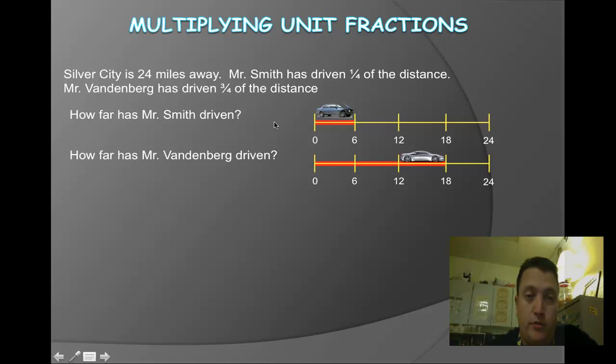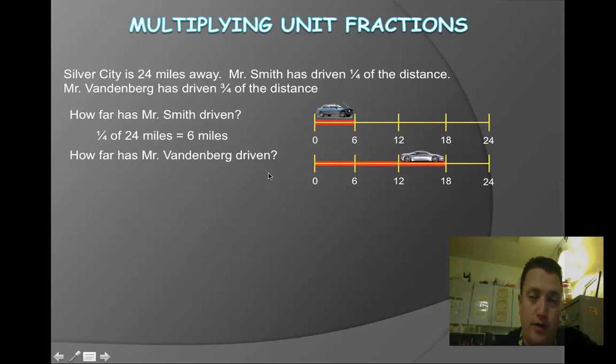So how far has Mr. Smith driven? Well, here's what we know. We know the total distance is 24 miles, okay? And you can see that illustrated on this graph here, okay? 24 miles. And it's divided into 4 equal groups of miles. So one group is worth 6, 2 groups 12, 3 groups 18, and 4 groups is 24, okay? So we can see that 1/4 of 24 miles, which is where Mr. Smith is still at in his beautiful car, is 6 miles, okay?